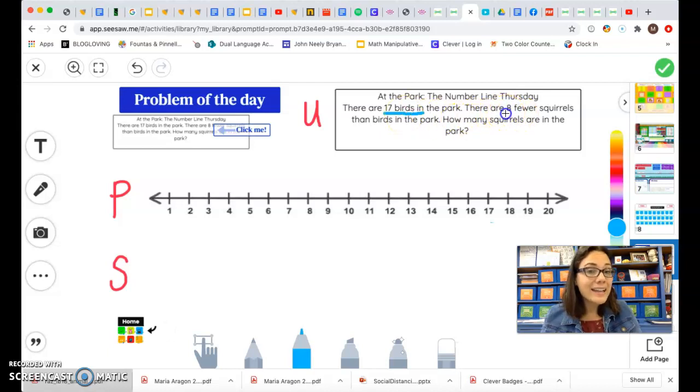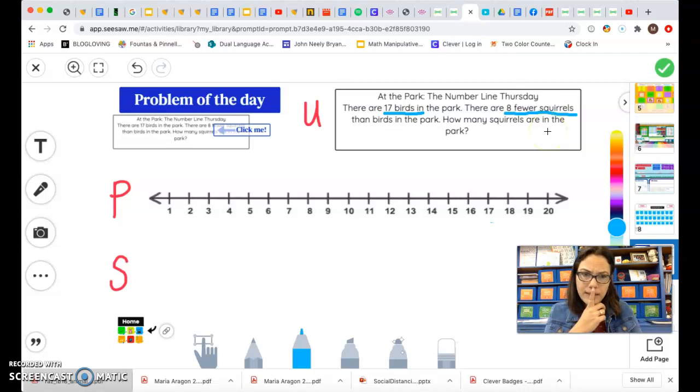There are 8 fewer squirrels. It gave me another number of a different animal, squirrels. So there are 8 fewer squirrels than birds in the park. And what do they want to know? What do they want me to solve? They want to know how many squirrels are in the park.